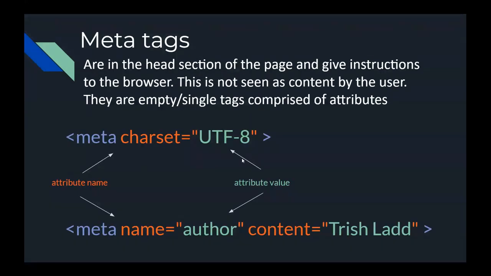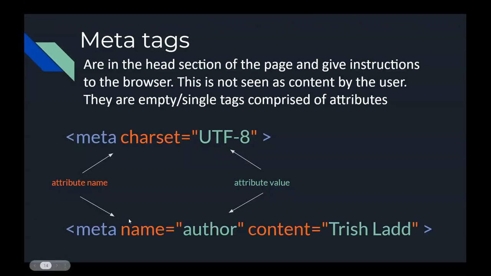So more stuff about tags, right? Here's a single tag. It's called a meta tag. And typically these guys are in the head. And this is content that is not viewed by the user. These empty single tags are solely comprised of attributes. So in this case, we have charset as an attribute name and UTF-8 as an attribute value. And just so you know, UTF-8 encodes almost all characters from all languages that are known by humans.